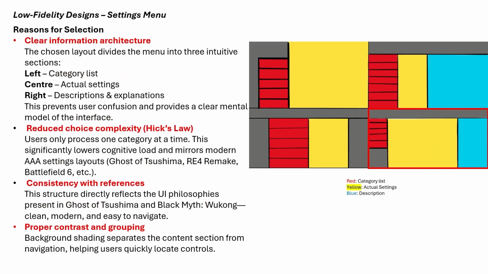For the settings menu, I was iterating on the structure. One version used almost the whole screen for the options, which looks powerful but is very hard to read. Another version gave too much space to the description, and the real settings were pushed into a small corner. So I chose the bottom right layout because it finds balance.